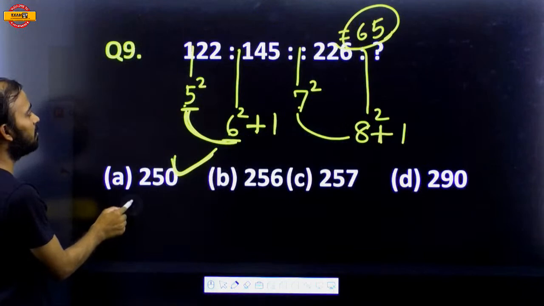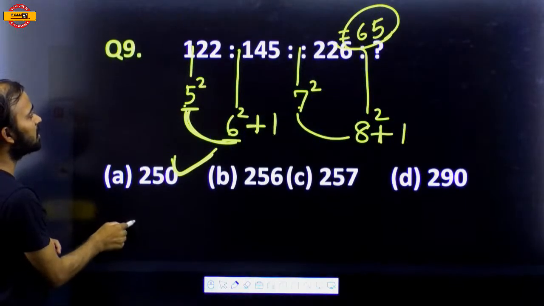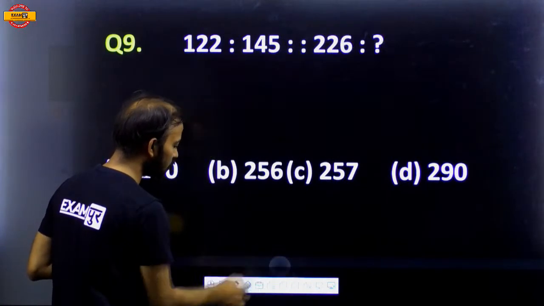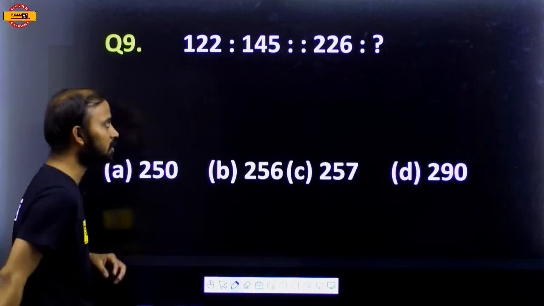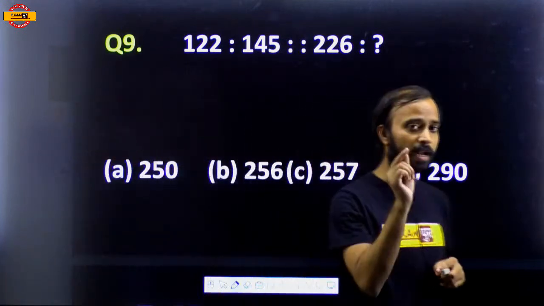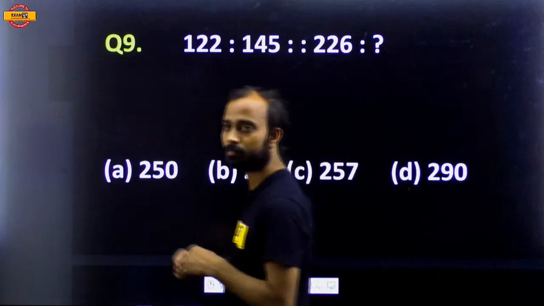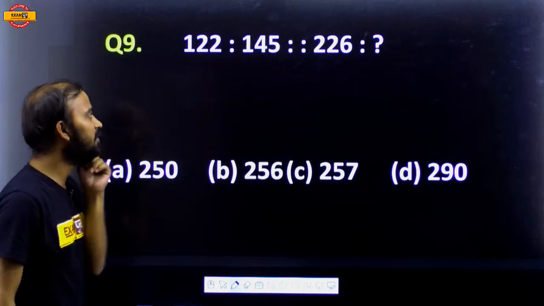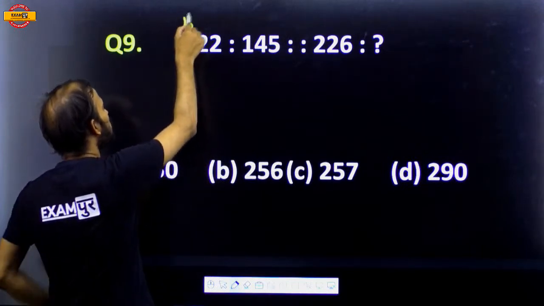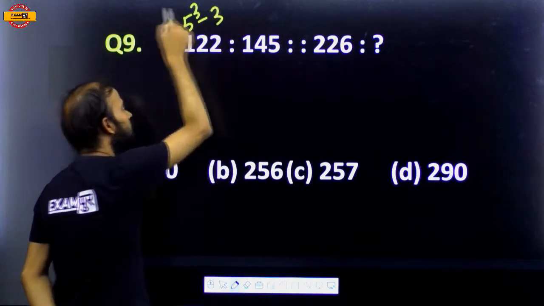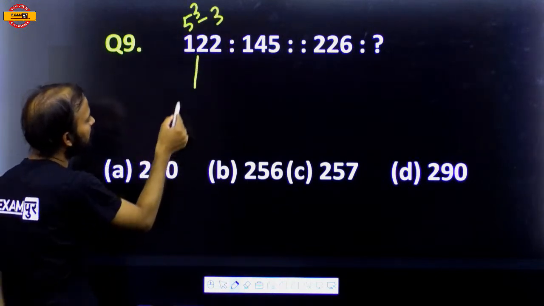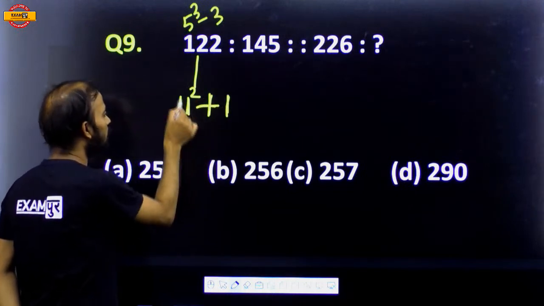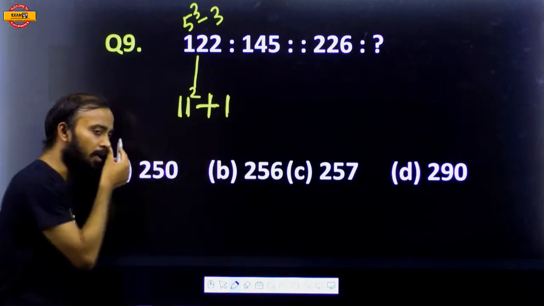Next one. This question is also related to square and cubes. Please find out which one will be the answer with the help of square and cubes. Please remember square and cubes, and after that you can easily find out the answer. 122. Can we represent 122 in the form? 122 can also be represented as 5 cube minus 3, but it also can be represented as 11 square plus 1. Which one is going on exactly?